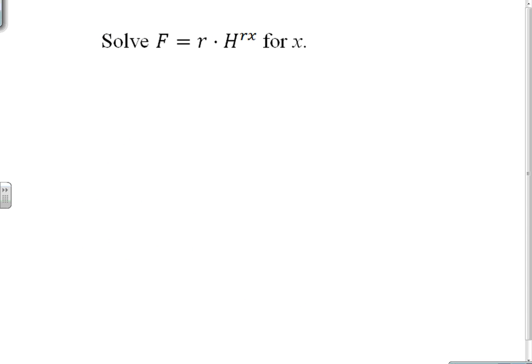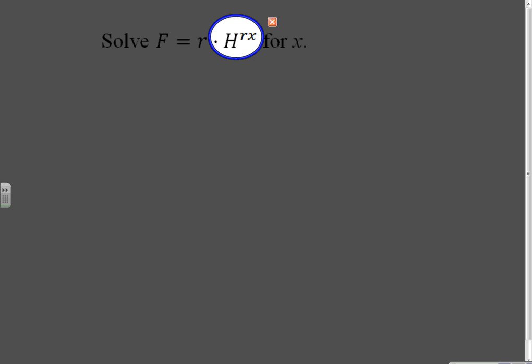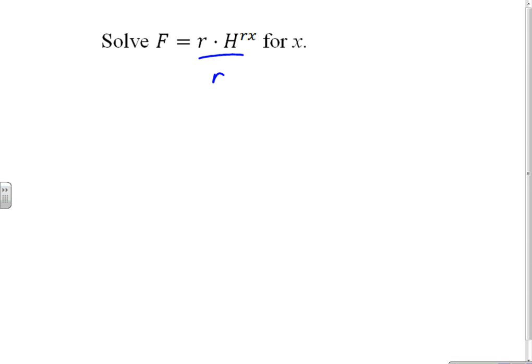Okay, explicit functions, everybody's not favorite. Again, please remember you need to isolate. I'm going to get the magic pen for this. Isolate your exponential term. So to do that, I need to divide this side through by r. So h to the rx power is going to equal f divided by r. At this point, now you can take, again, log or natural log, your choice, and that's why you don't write things with the magic pen, because they disappear.